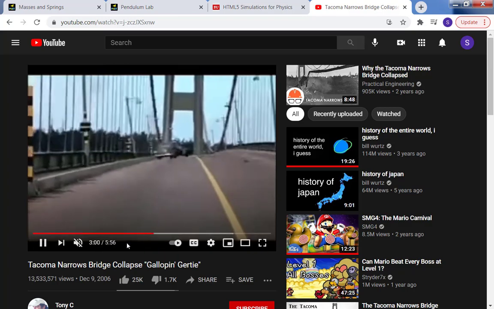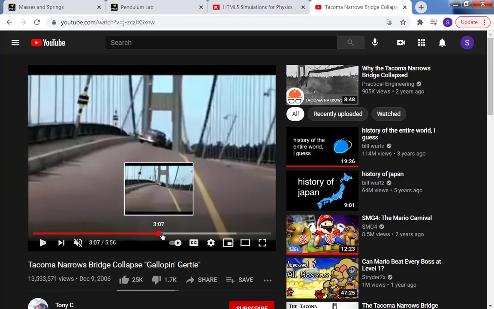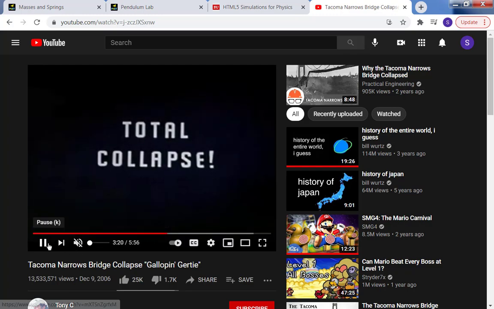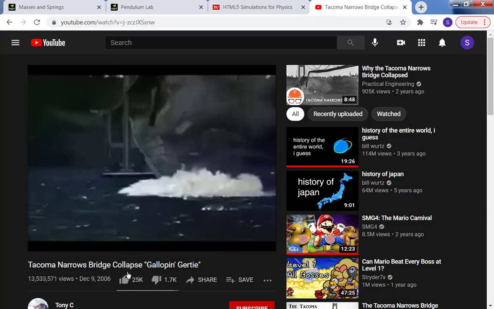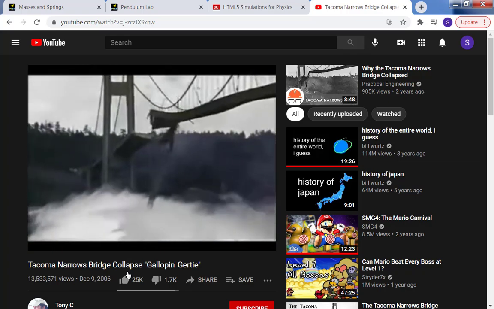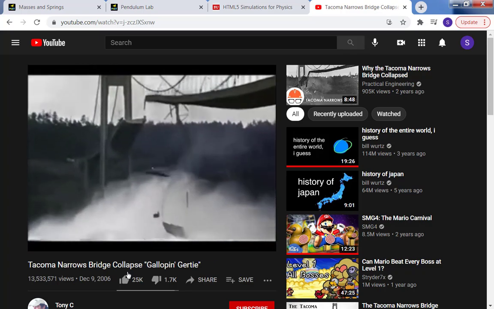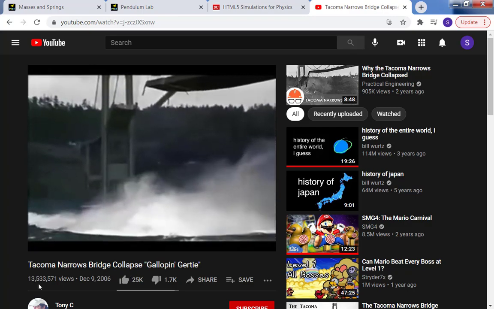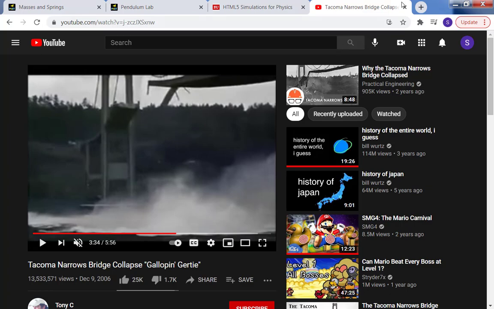It got them going so well that there's a beautiful video here where the whole bridge collapsed. Right? It could not withstand the large oscillations due to that driven motion.